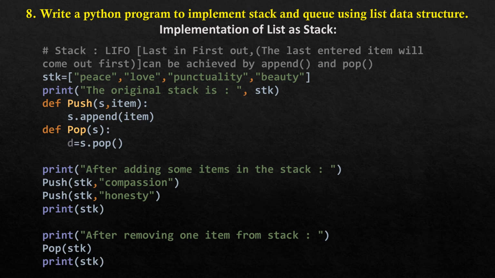Push function will append one item at the end of the stack. And once pop function is called, it will remove the last item which was entered into the stack. Now we have called push function two times by adding two new elements at the end of the stack. And we have called pop function one time to remove one item from the stack.